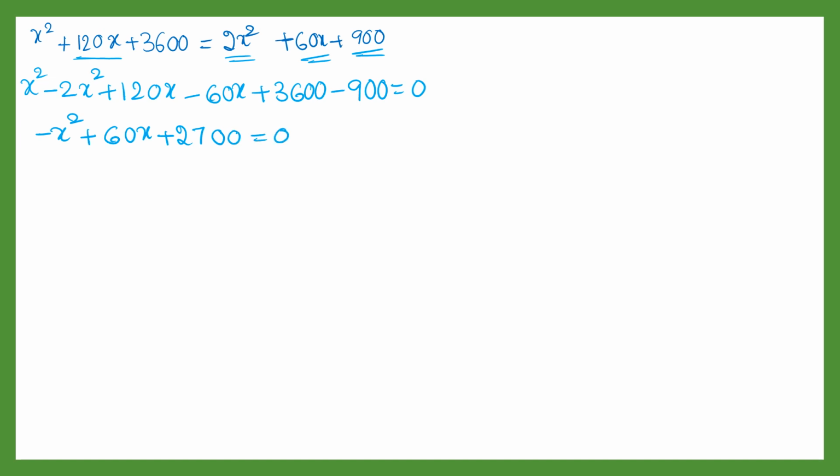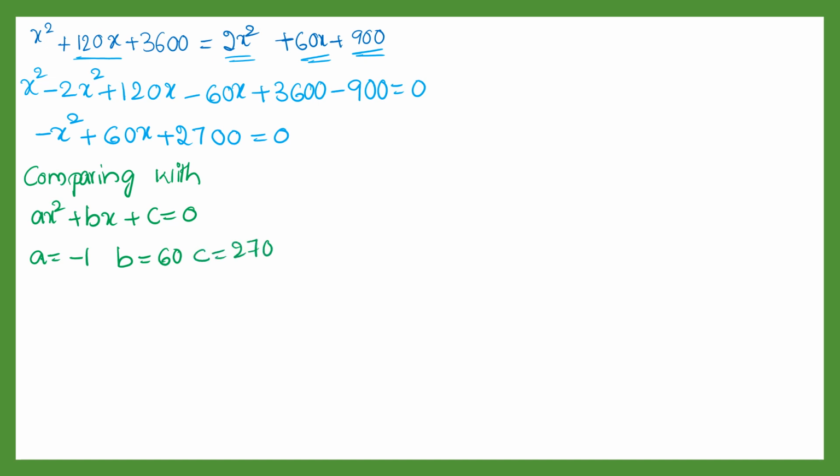Now we got the standard form of the quadratic equation. So let's compare with the general form of the quadratic equation, which is ax squared plus bx plus c equal to 0. You get a equal to minus 1, b equal to 60, c equal to 2700. We can find the roots using the quadratic formula. Before that, let's find the discriminant. Discriminant tells us the nature of roots.